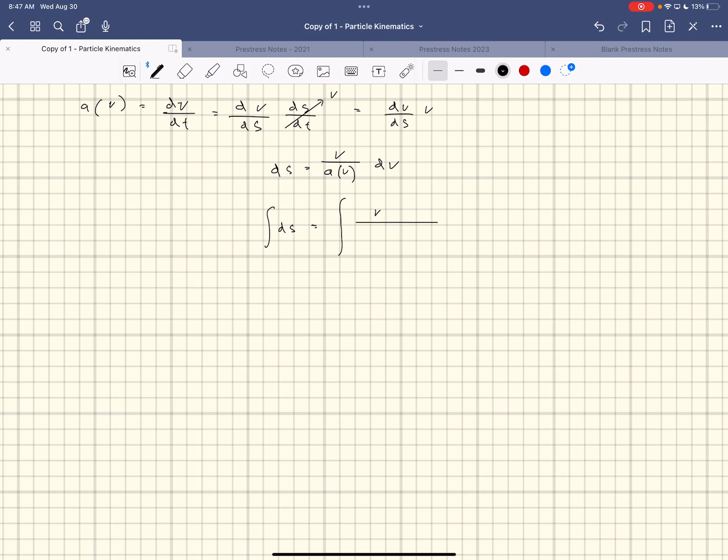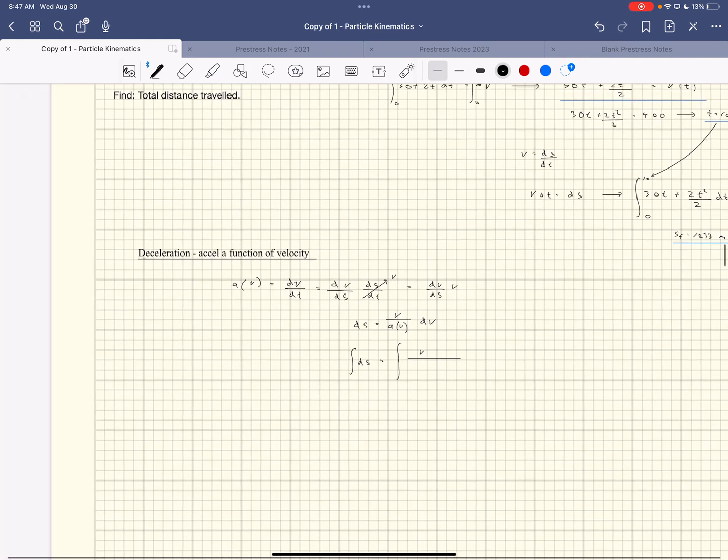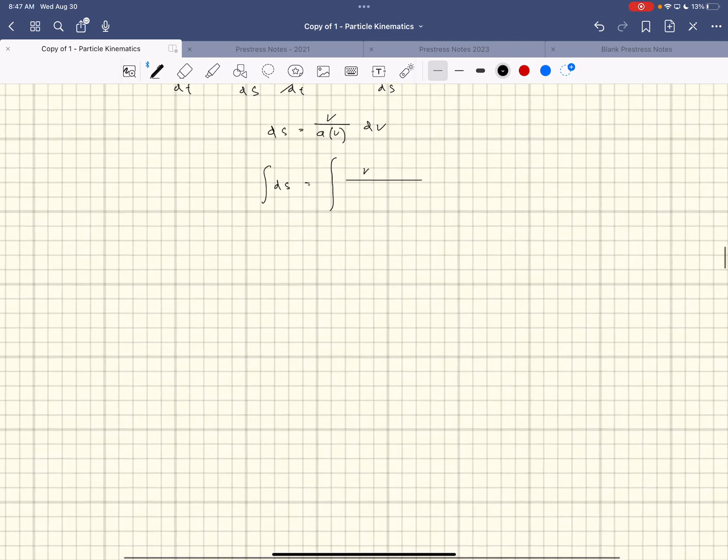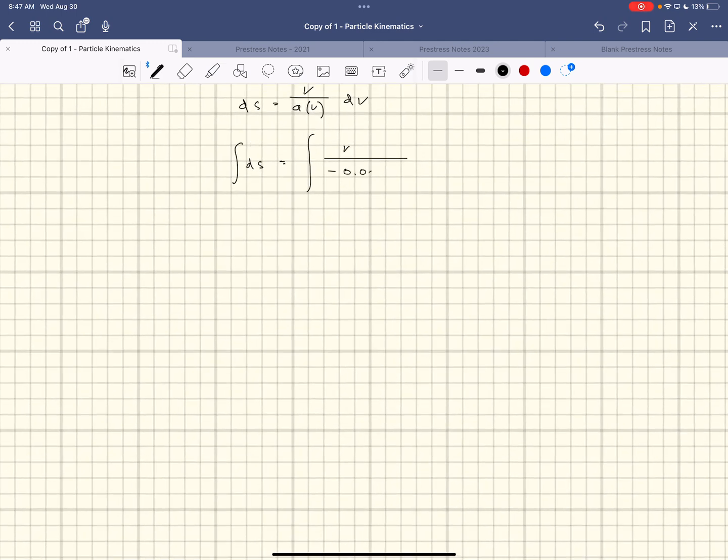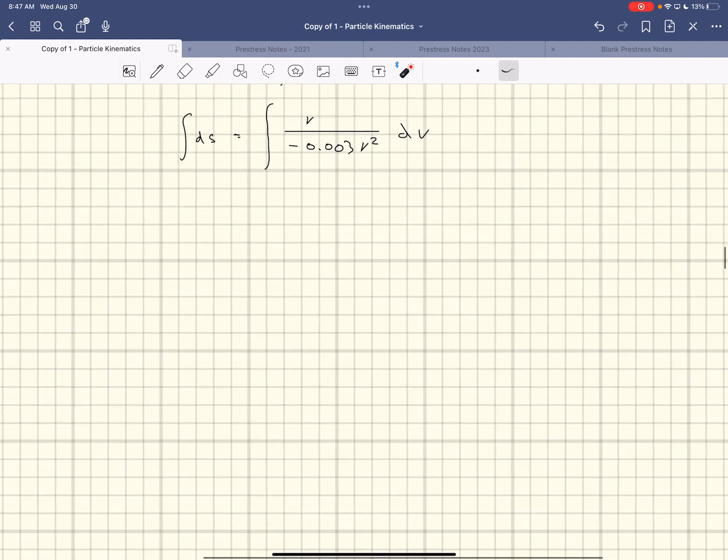So at this point, that a(v), you put in the acceleration equation that they gave us, which was negative 0.003 v squared, dv. You're just dividing by a function. Literally, I just substitute in for that a(v) what they gave us, negative 0.003 v squared. This v right here and this v are the same v's. It's kind of weird because one was outside the function and then you substitute in the function, but they're the same. So this could be simplified: just 1 over v, basically, is what this becomes. And then you integrate this.